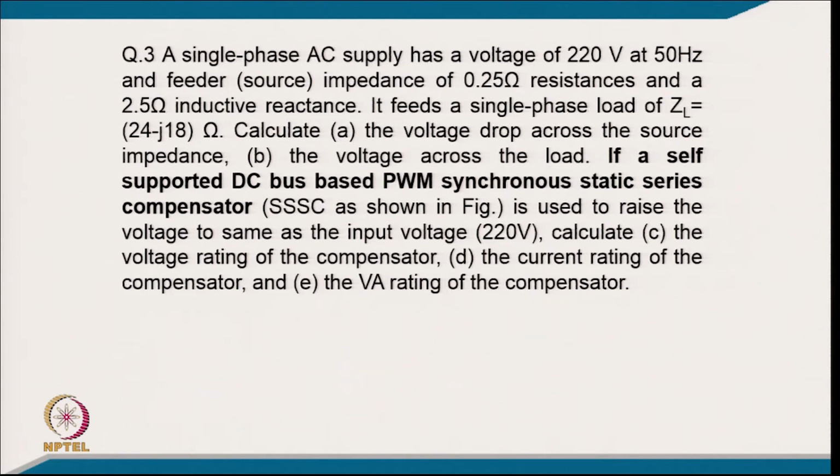So, coming to the third example of this series compensator: a single phase AC supply has 220 volt, 50 hertz, and a feeder impedance of 0.25 ohm resistance and 2.45 ohm inductive reactance. It feeds a single phase load of ZL equal to 24 minus j18 ohm. Calculate the voltage drop across the source impedance and the voltage across the load.